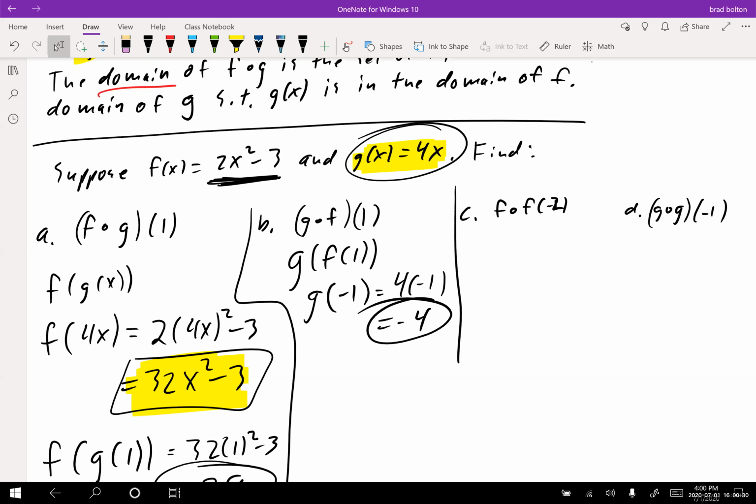So let's do this other one right here. We have to do f of negative 2. So f of negative 2.